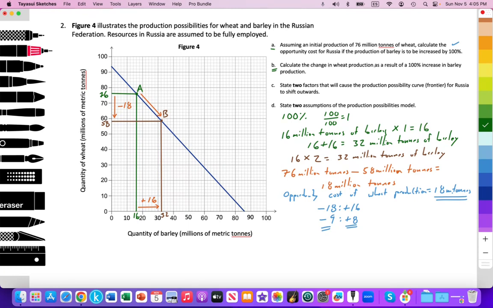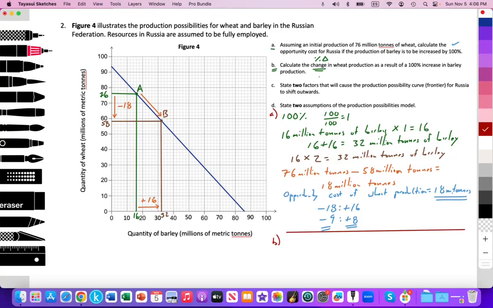Calculate the change in wheat production as a result of a 100% increase in barley production. So it's asking me for the change, or rather the percent change. I've got a 100% increase in barley production. So what's the percent decrease in the wheat production? Let's choose a color here. I'll make a line so we can distinguish that now we're working on question B. Here's question B, and these are the workings for question A.